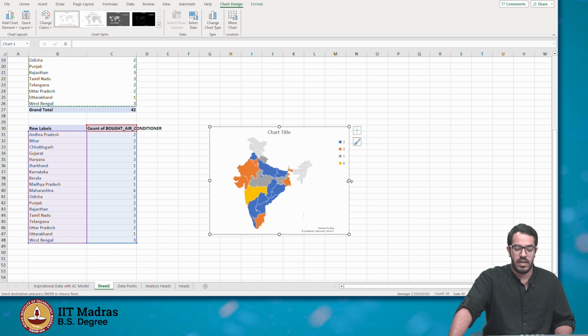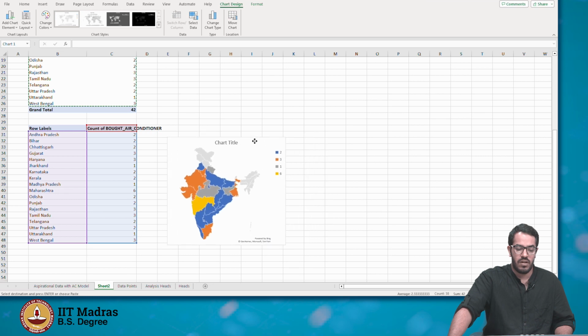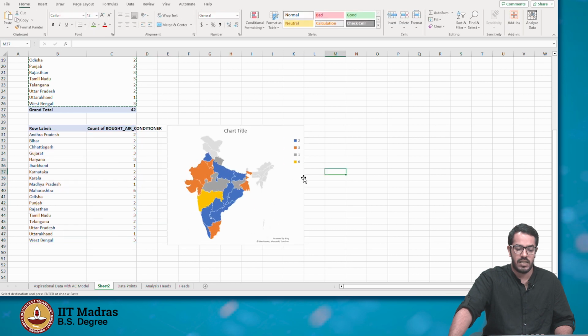Now we have India's map where we can see the population of data as per states, as per the number of ACs that have been bought within the state. Of course, we understand that there are not only 2 ACs in Andhra Pradesh, and not only 3 ACs in West Bengal, but given the data, this is the plot of that data that we have here. Of course, when there is data in billions, it will make more sense.